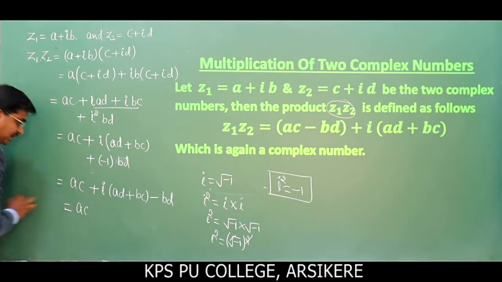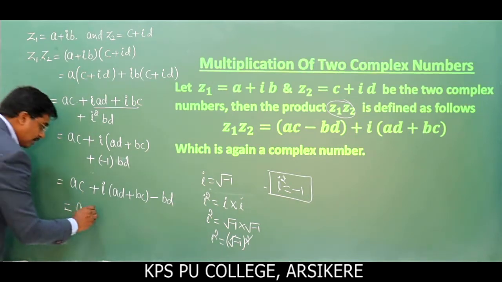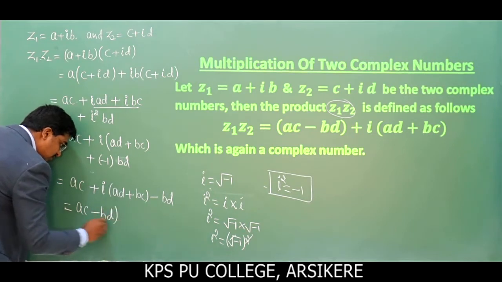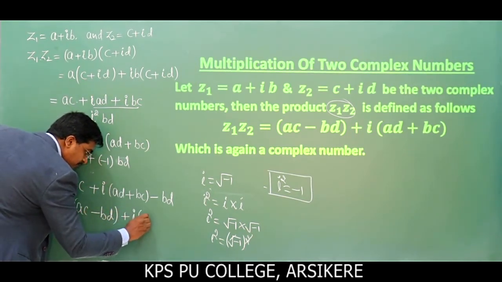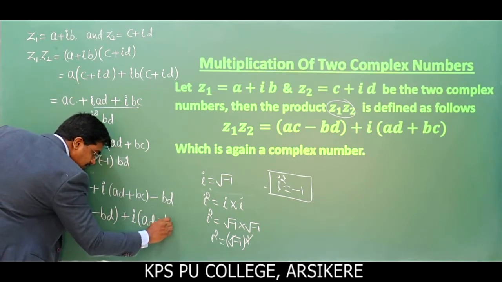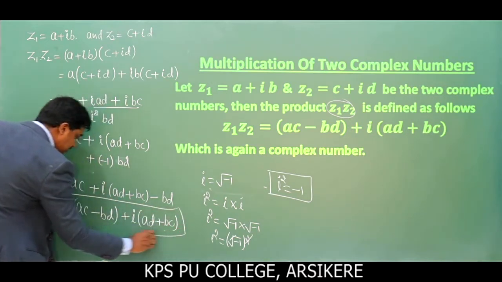Obviously A is a real number, so the product of A and C is real. This is also a real number, minus BD. This is also a real number. AC minus BD plus i times of (AD plus BC). This is Z1 into Z2, the product of two complex numbers.